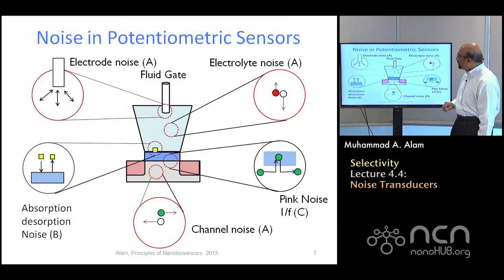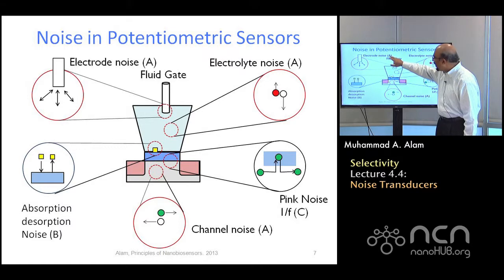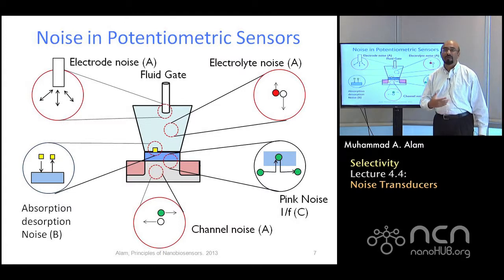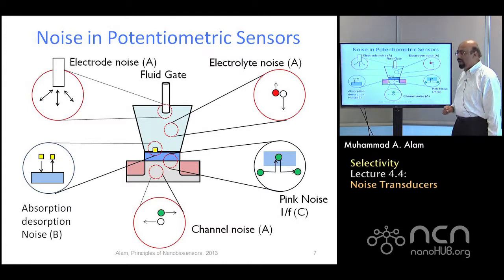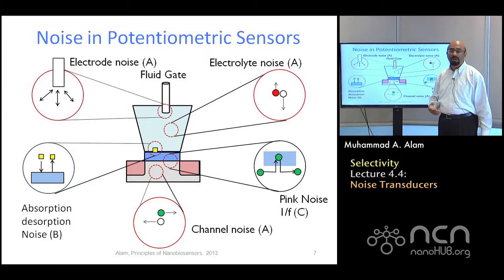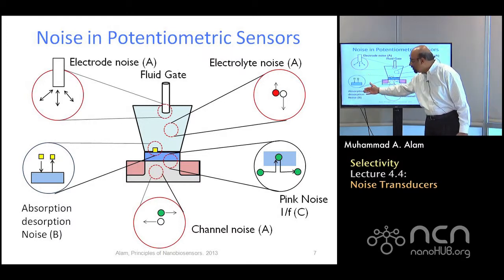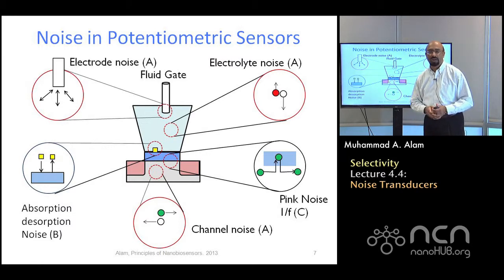So there are 3 types of noise that we have tried to classify. One is this electron noise, electrolyte noise, and channel noise. These we'll call white noise. I'll explain why I call them so. And this type of trapping, detrapping, we'll call pink noise or 1/F noise. And then, of course, there is a third category, absorption-desorption noise. This, for the time being, we'll not consider further.